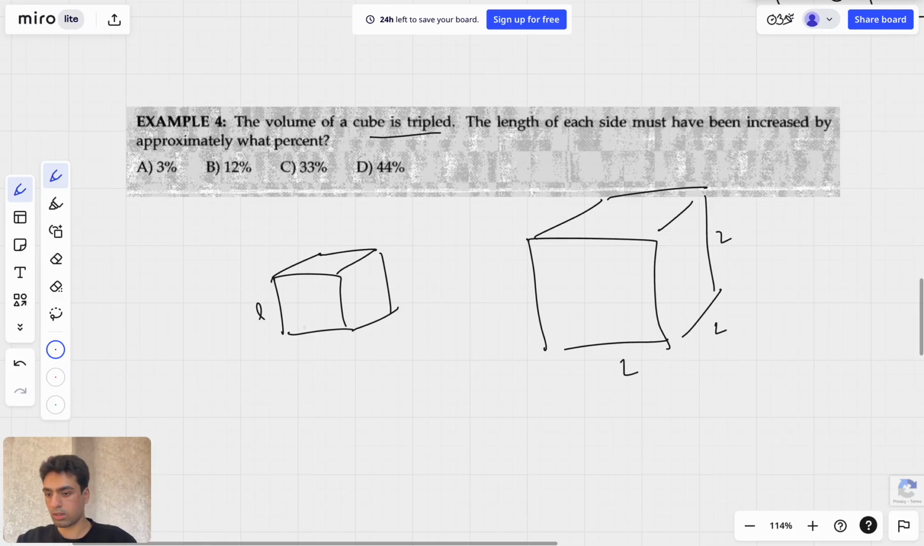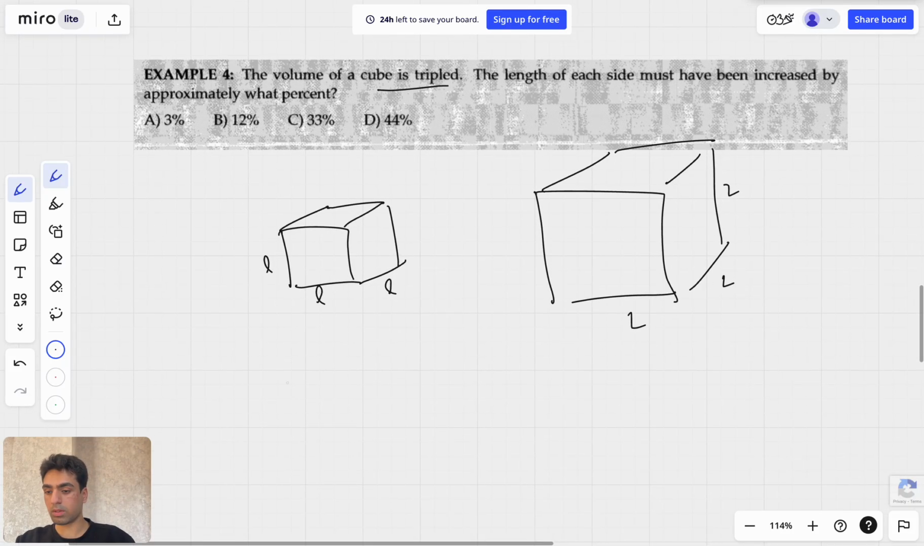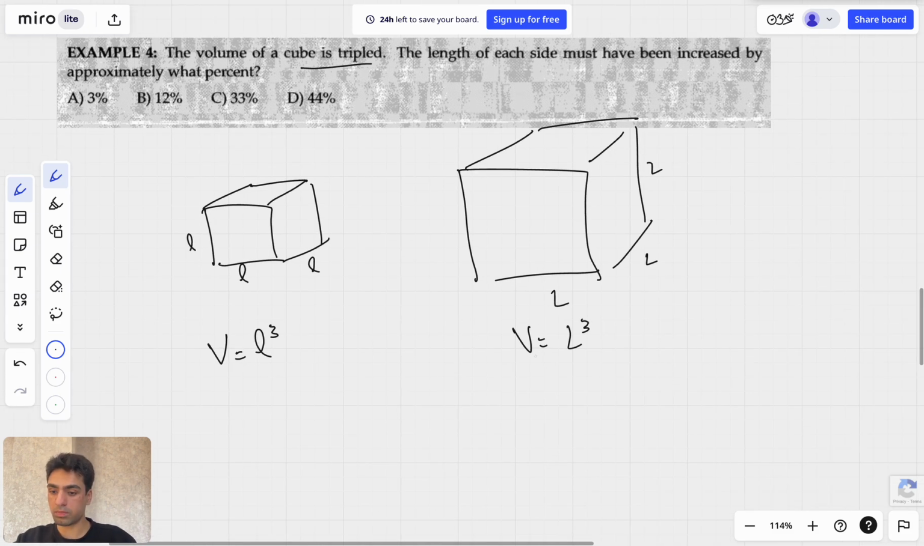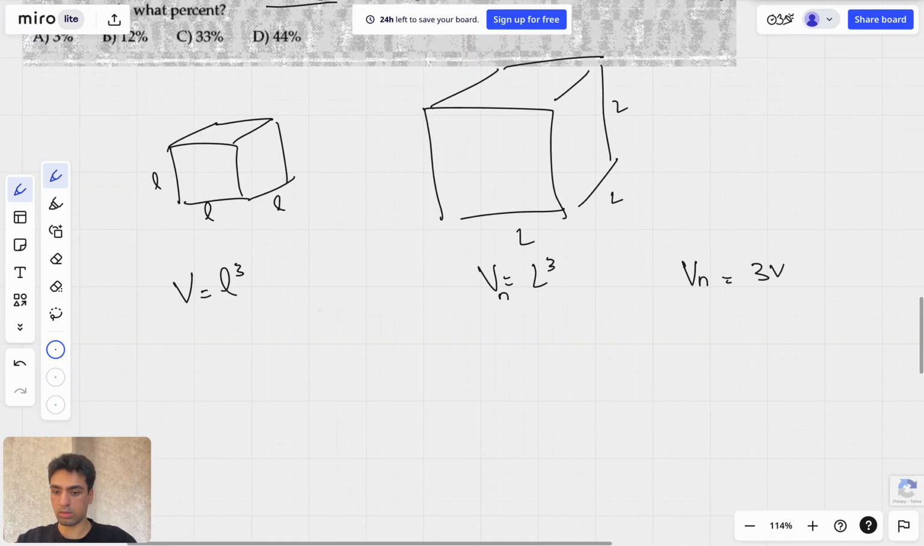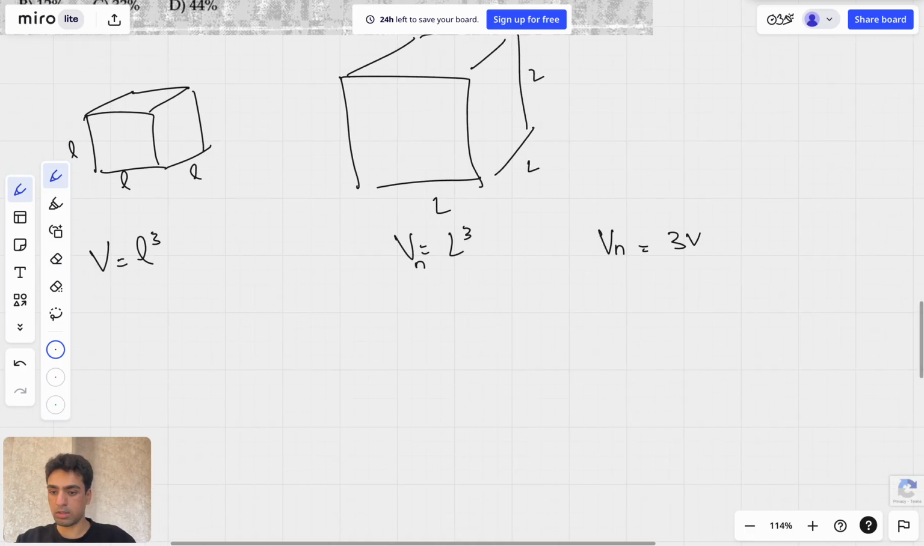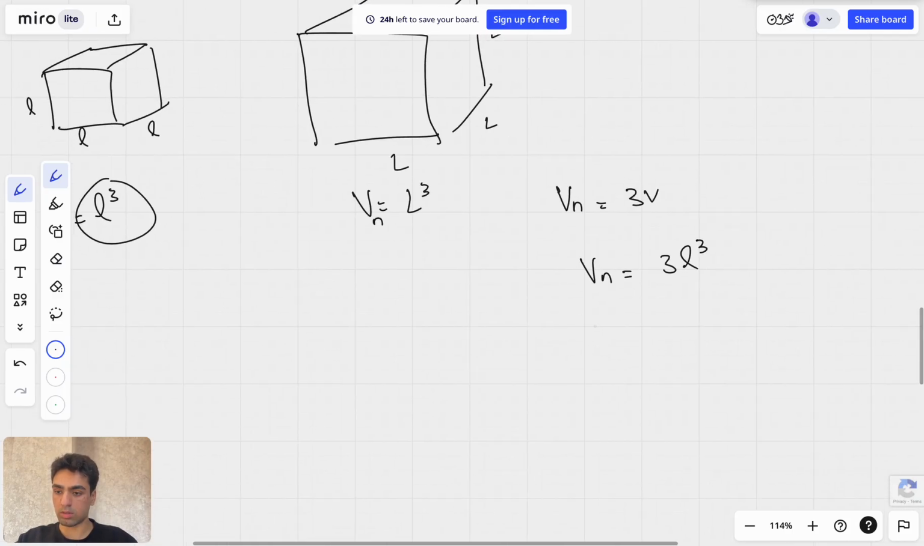uppercase L. So to find the volume of a cube, it is L cubed, and for this one it's going to be L cubed. Now, it says that the volume is tripled, which means that the new volume is 3 times the original. So we can write this as V is L cubed. So I can take this and put this into here. So Vn becomes 3 times L cubed. And I know that the new one is uppercase L. So that's L cubed is equal to 3 L cubed.